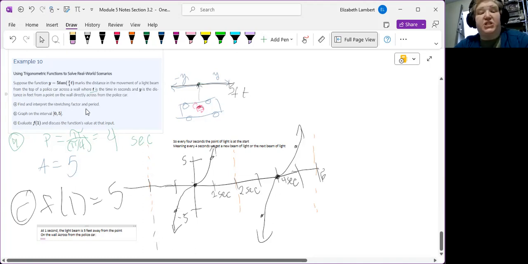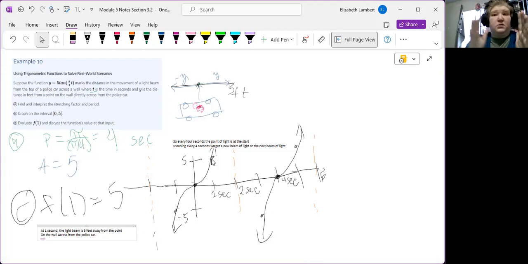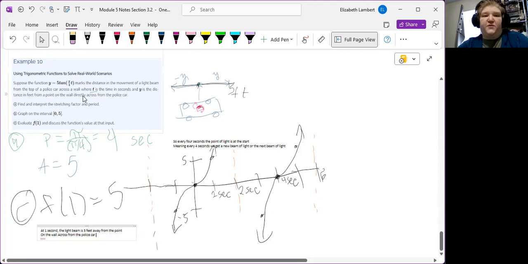So I guess the stretching factor is giving us how far the beam of light is moving on the wall relative to that center point. If our stretch factor was smaller, then the beam would not be rotating as fast, because after a second it'd only be 2 feet along.